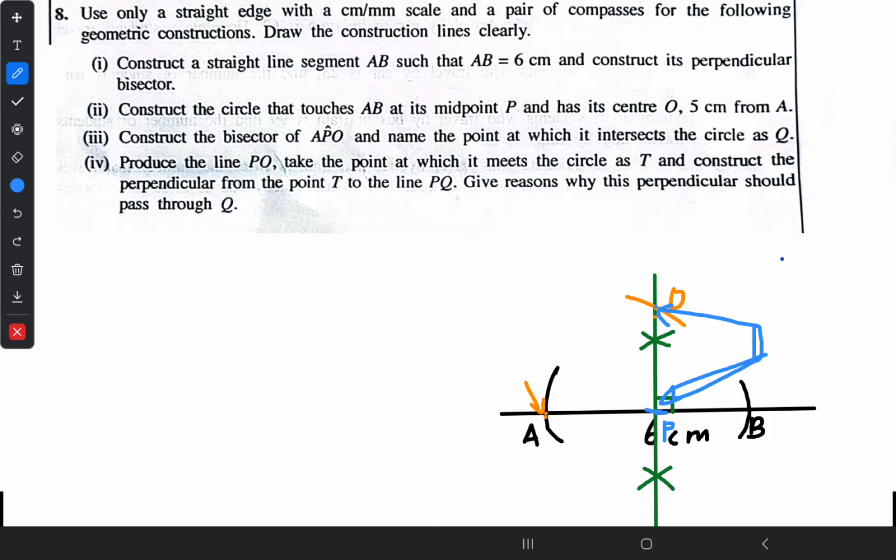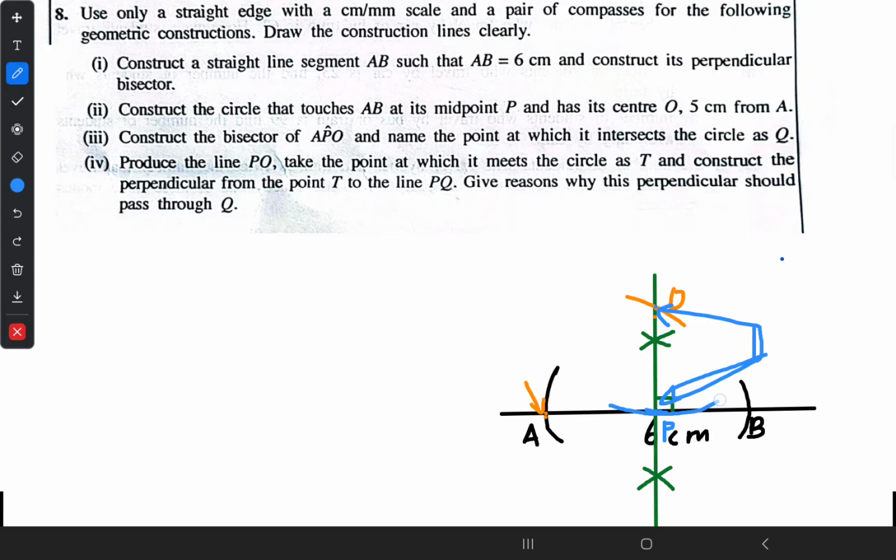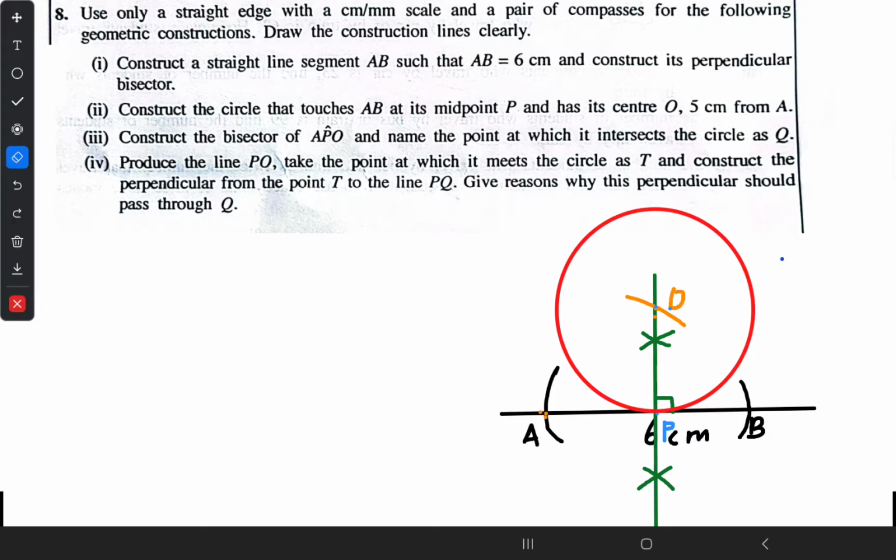I'll clarify this again. These two are 5 centimeter away. Okay, that's fine. Then the circle is touching this AB at point P. So here you should draw something like this, because this is touching AB at P. So that would be the radius of our circle. Hidden in the question, they gave a hint, so you should make use of it. Okay, we have constructed our circle.